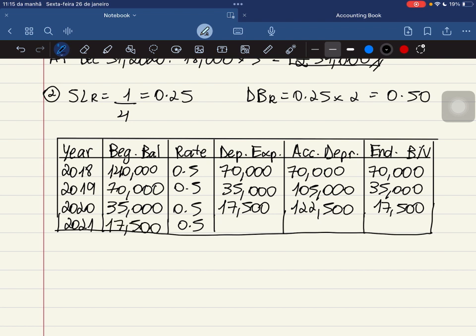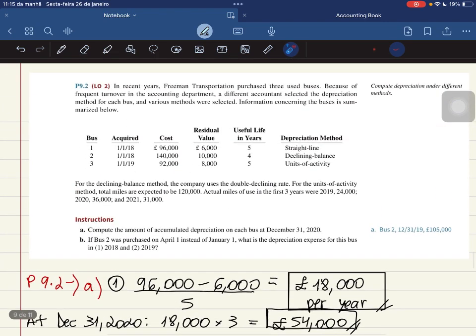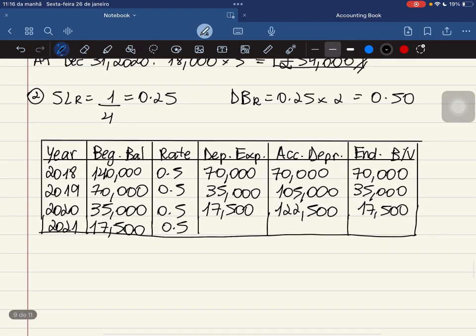Yeah, so like I said, they just required us to do until December 31st of 2020. They don't want to know all of these numbers, but something you have to pay attention to is that if you multiply this by this and keep going forward, this number might not be what they want. Why is that? Because if you take a look at bus number 2, it is supposed to have a residual value of 10,000, which means that the ending book value necessarily has to be 10,000.